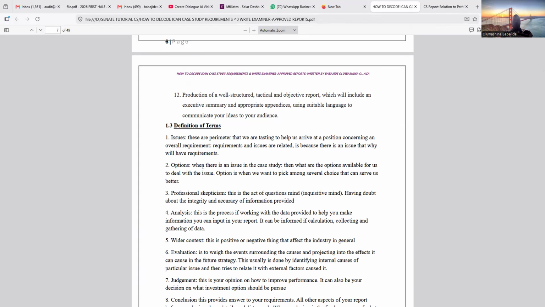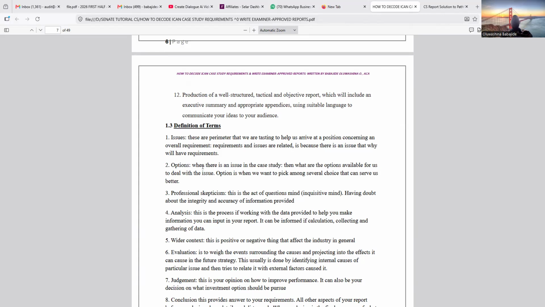One of the terms you need to understand is what we call issues. Issues are parameters that we are facing to help us arrive at a position concerning an overall requirement. Requirements and issues are related. It's because there is an issue that we have a requirement. If there is no issue in the case study, there will be nothing like a requirement. But the examiner knows that this business scenario has a lot of issues.